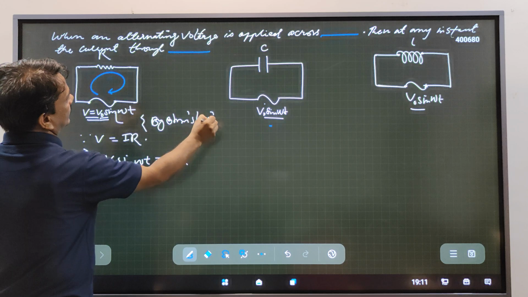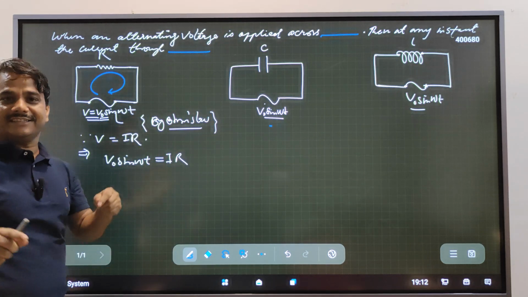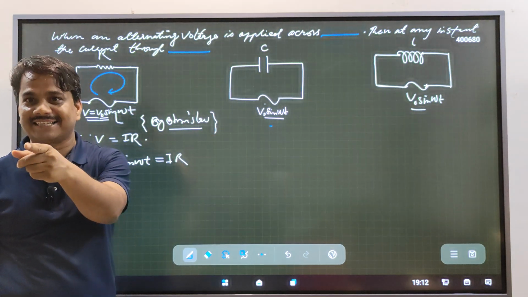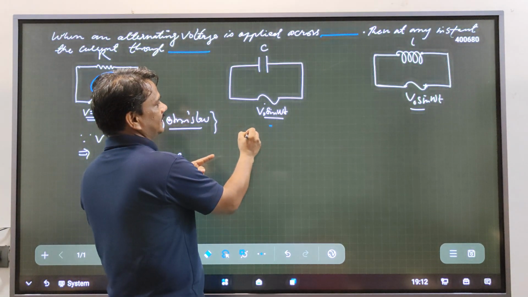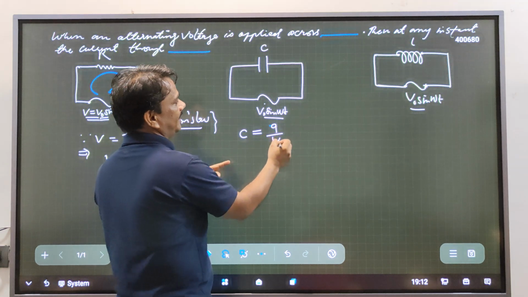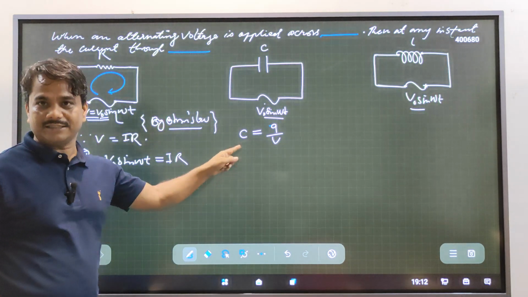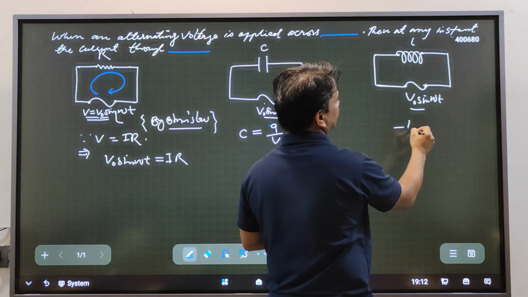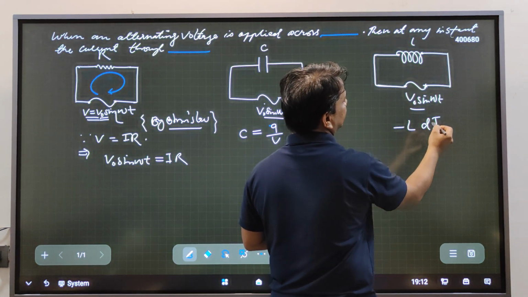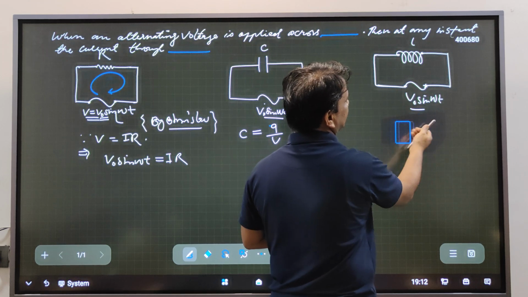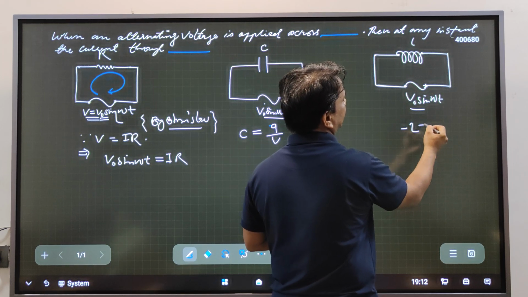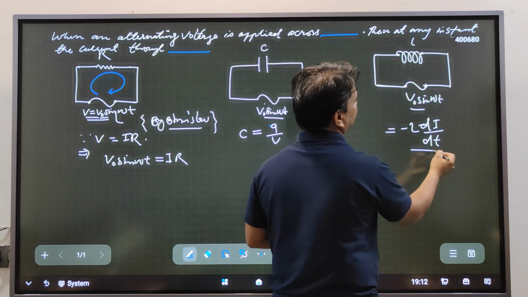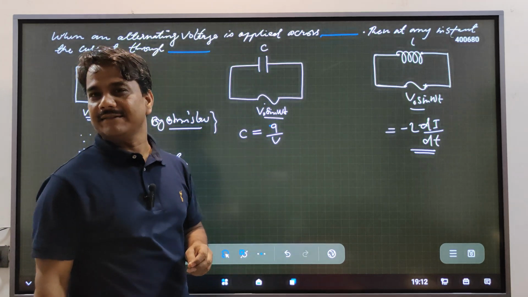Conclusion: the current flow through the resistor is given by Ohm's law. The current flow through the capacitor comes from the capacitance concept, that is C is equal to Q by V, the flow of charge according to this relation. And for the inductor, the voltage is minus L di by dt. Do you remember this? Got it? The current at an instant is given by that.